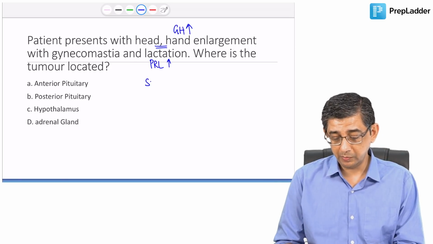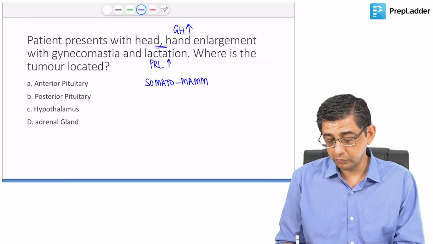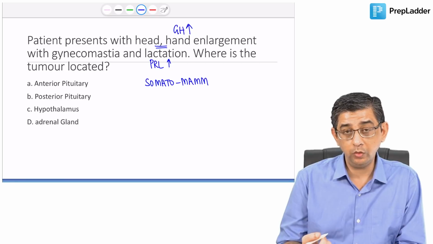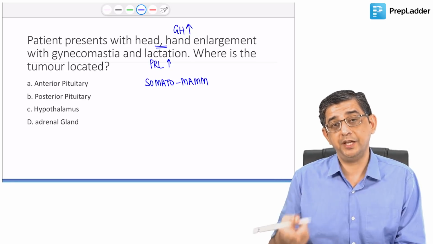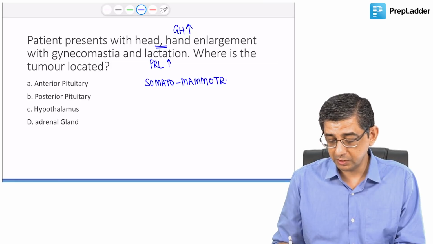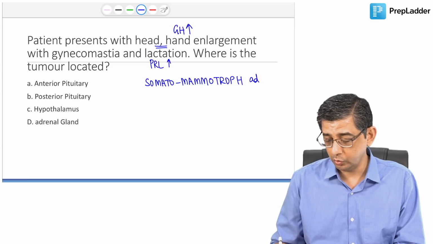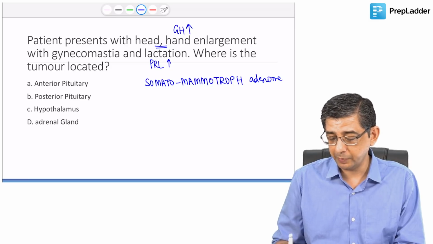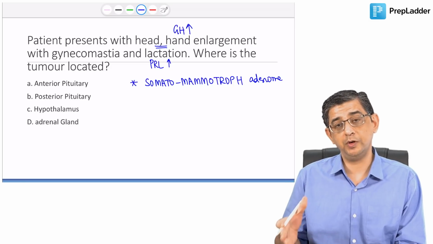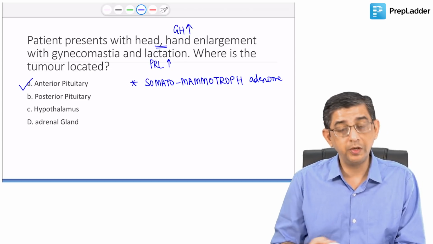You see, lots of times a person can be having a pituitary adenoma. The pituitary adenoma can be having excessive growth of two cells. One is going to be somatotrophs that will produce growth hormone. Second will be excess production of prolactin by mammotrophs. So this particular person, or this case that has been given to you in the exam, is actually a somatomammotroph adenoma. It's a pituitary adenoma causing excess production of these two hormones. And where is it located? It's located in the anterior pituitary.